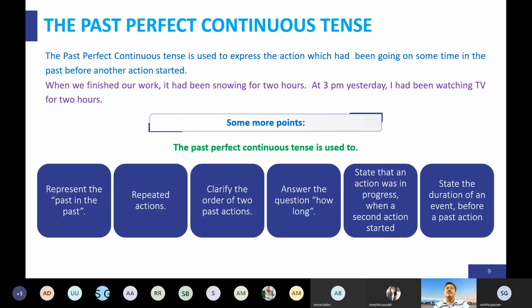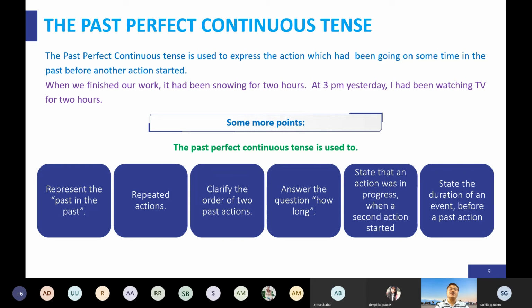So at 3 p.m. I had been watching TV for 2 hours means yesterday at 1 p.m. this speaker started watching TV and continuously for 2 hours was watching, and at 3 also this speaker was watching TV. To tell this, we use this sentence. At 3 p.m. yesterday, I had been watching TV for 2 hours. This speaker tells it this way. So the use of tense, you must know this way. And some more points are there.